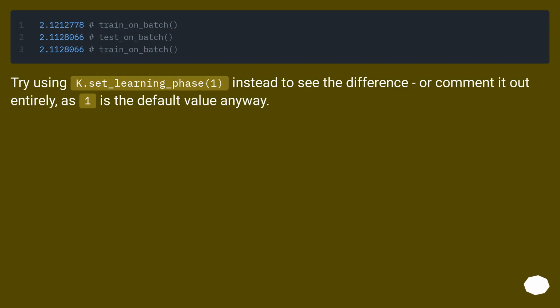Try using k.set_learning_phase(1) instead to see the difference, or comment it out entirely, as 1 is the default value anyway.